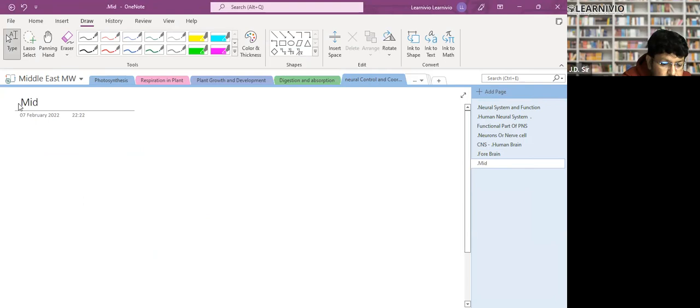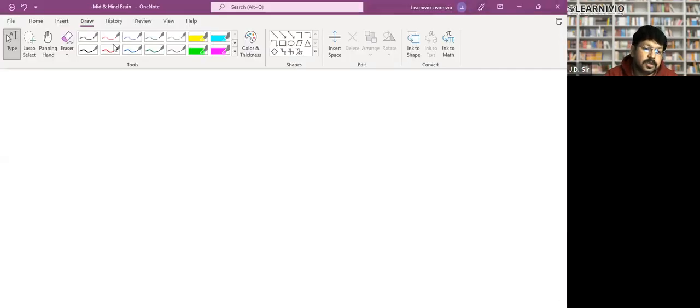Midbrain. Start putting on midbrain. Look, midbrain. We have already understood that the midbrain is made up of a part that is called corpora quadrigemina.